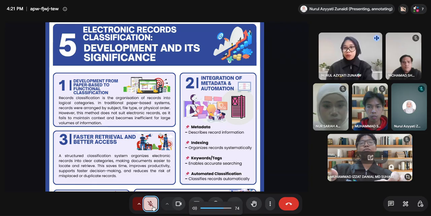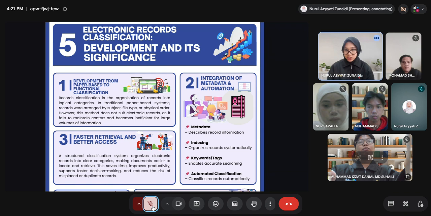Thanks, Dee. Now, I will explain the second point, which is integration of metadata and automation. So firstly, I will explain about metadata. Metadata is information that describes a record such as its title, author, date, and file type. So it helps users understand and identify a record without opening it. Next, I will explain about indexing. Indexing is the process of organizing records into categories or folders, making them easier and faster to find.